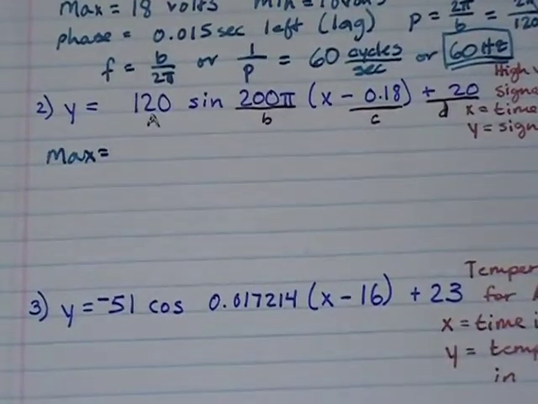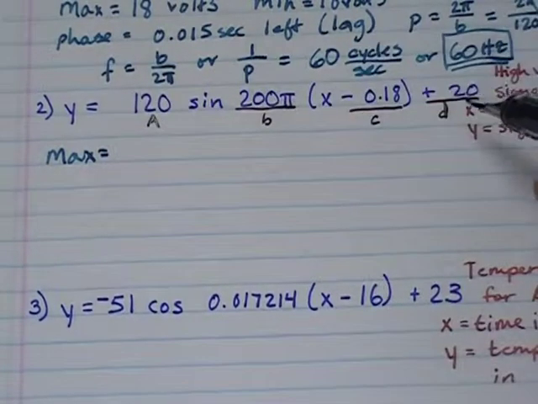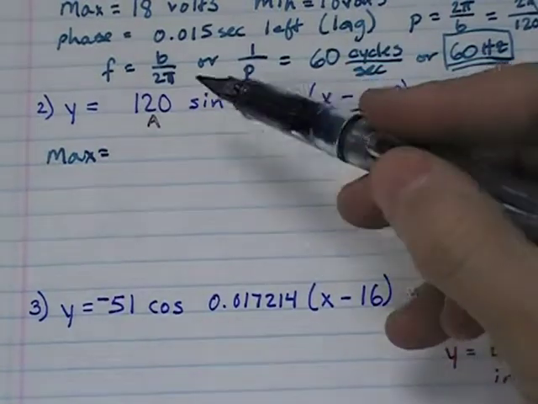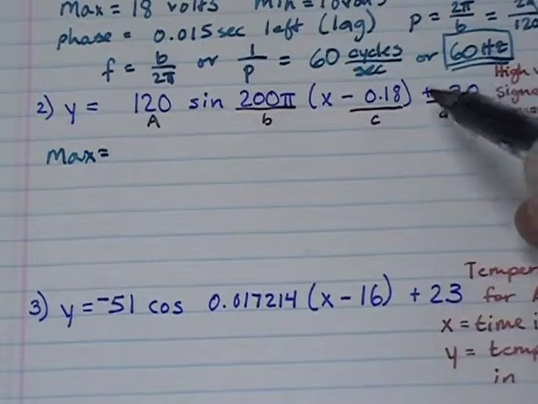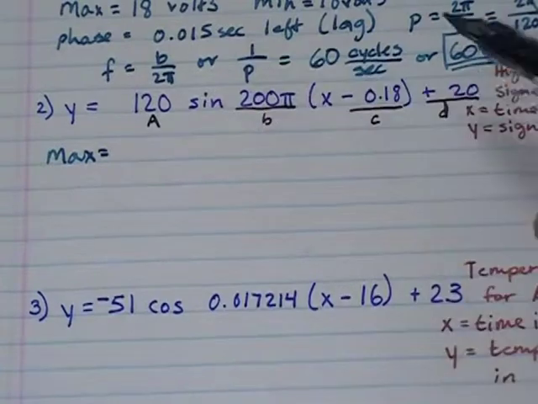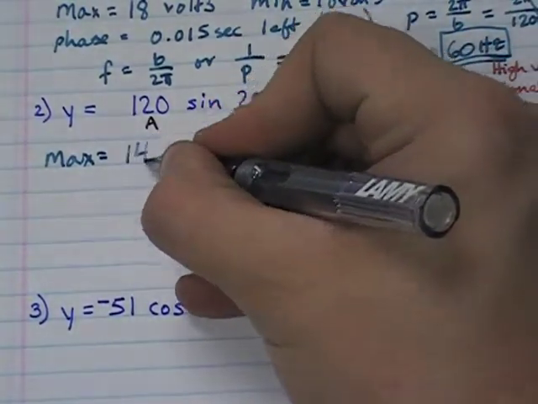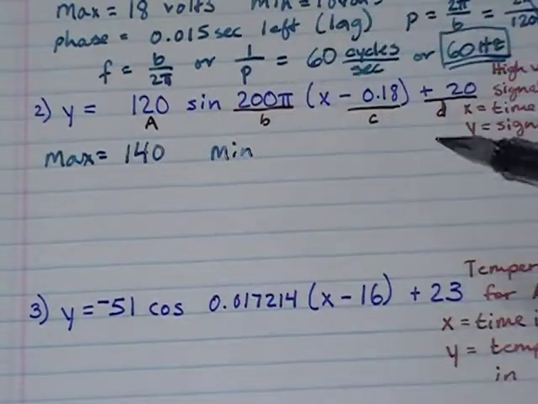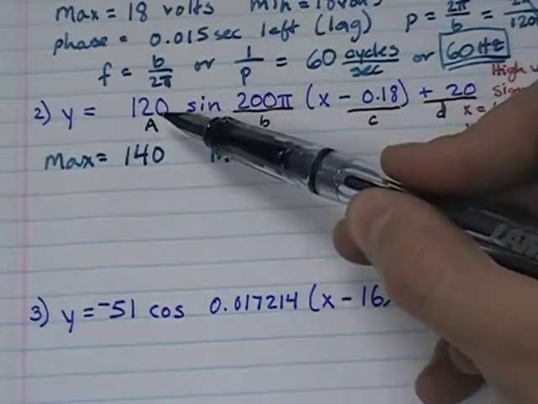Now, the maximum is always going to be the amplitude plus any vertical shift. Well, in this case, it's shifted up 20. So normally this thing would have a maximum of 120, but since all points have been shifted up 20, you're going to take that 120 and add 20 more to it, and you're going to get a maximum of 140. Okay? How about the minimum? Well, the normal minimum would be negative 120.